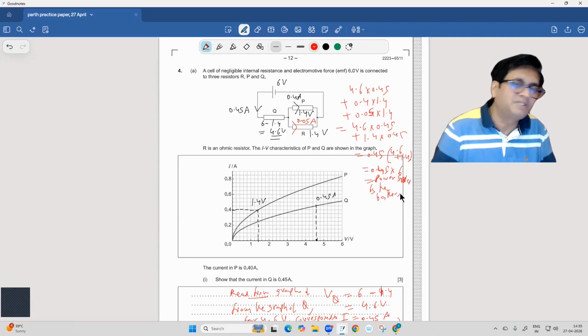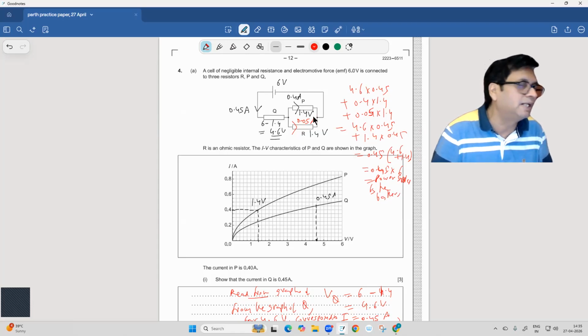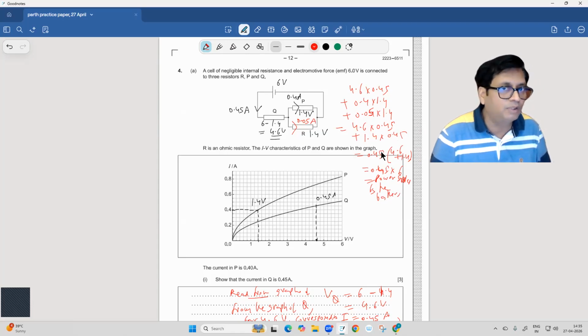So you can do either way, but it is longer. It is better to do it from battery directly. It is just one step. Otherwise, you can add all these.